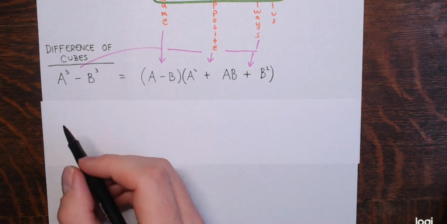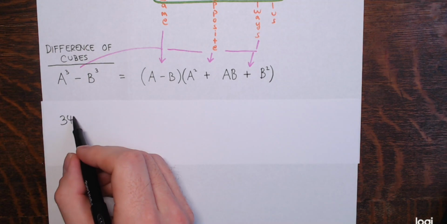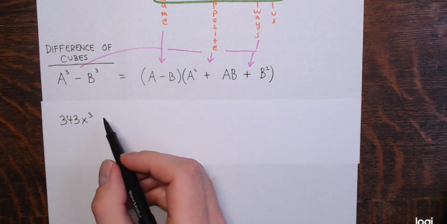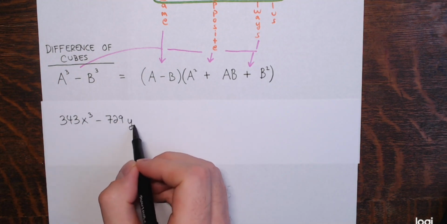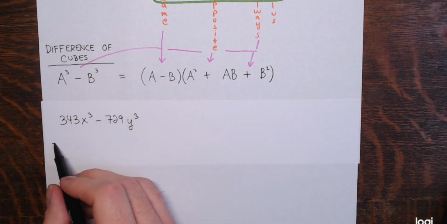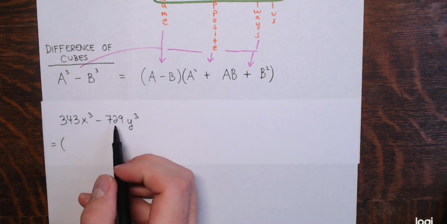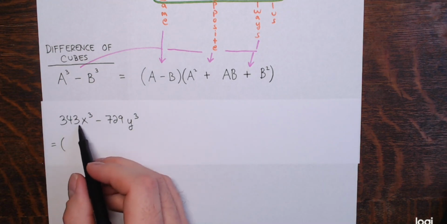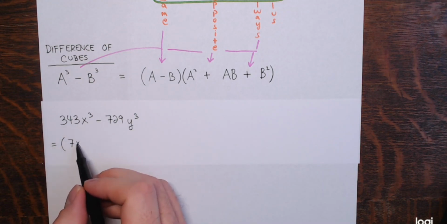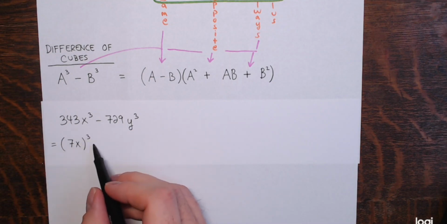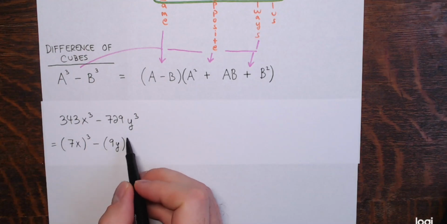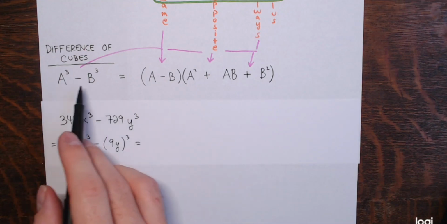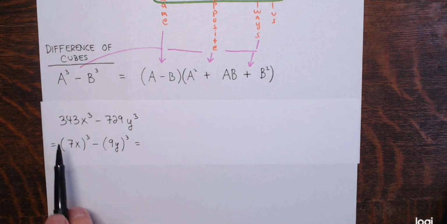So we have 343x cubed minus 729y cubed. And again, easy stuff here. I feel we've seen these numbers before in the video, right? 343x cubed, that's 7x to the third power. Minus, and then 729y cubed is 9y to the third power. So now I'm just going through my formula, replacing all the a's with 7x and all the b's with 9y.